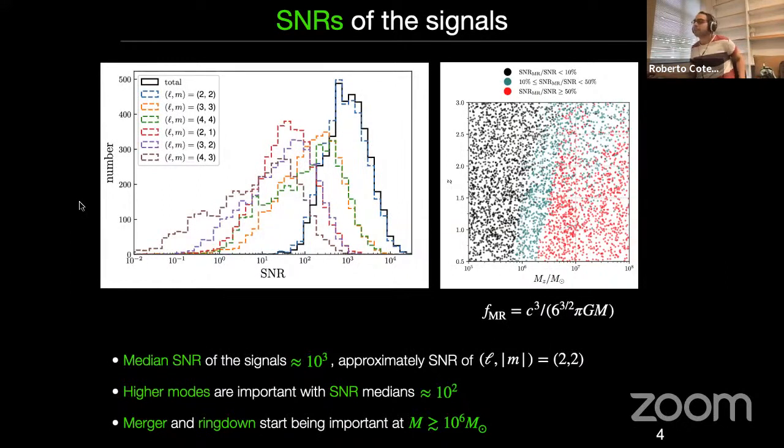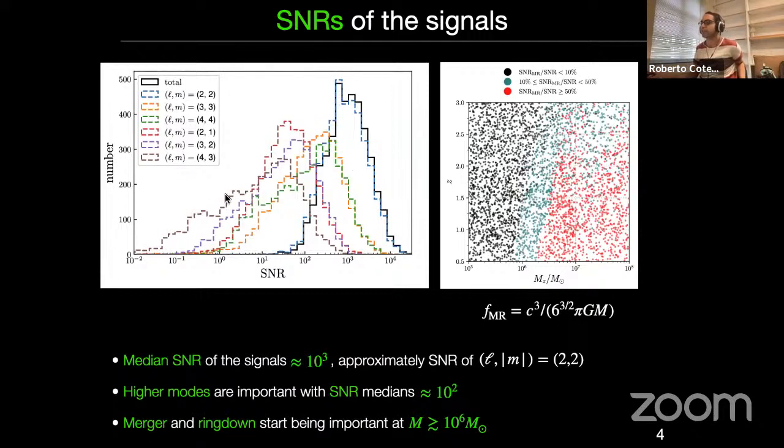we choose. Here in the left plot, I'm showing the SNR distribution of the massive binaries that I'm considering. I'm showing the total SNR, that is the histogram in black, and you see that the median SNR for the systems is about 10 to the 3. This more or less corresponds to the SNR of the 2-2 mode. You can see that the blue dashed histogram is more or less on top of that.